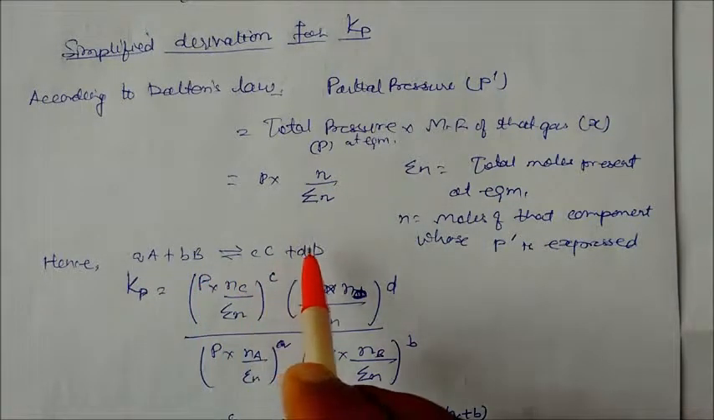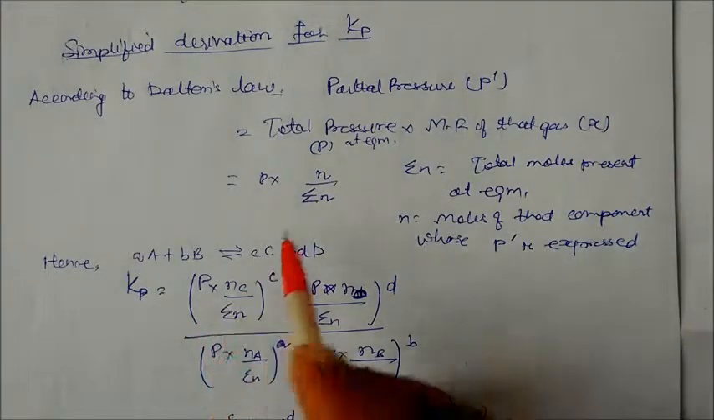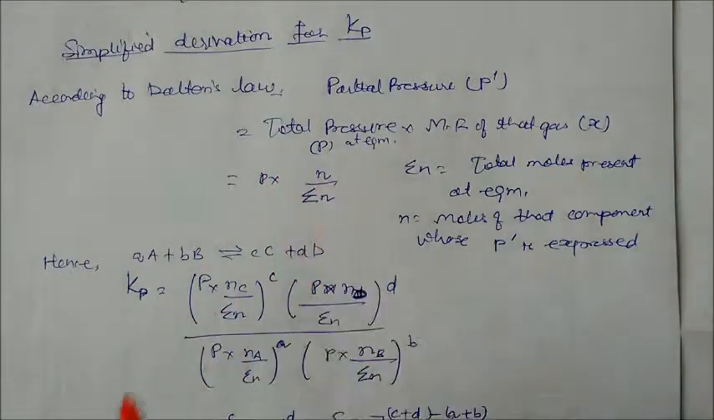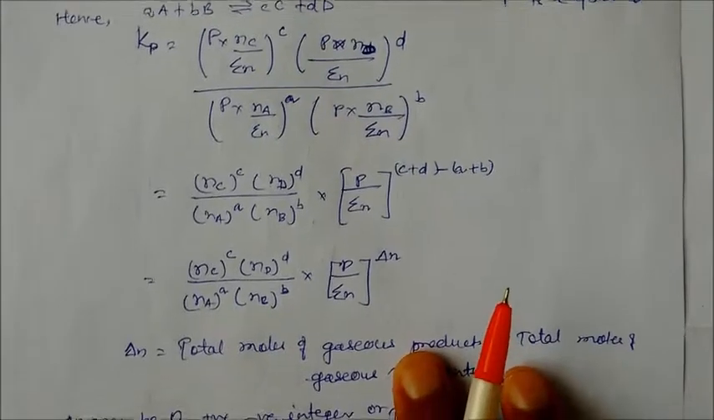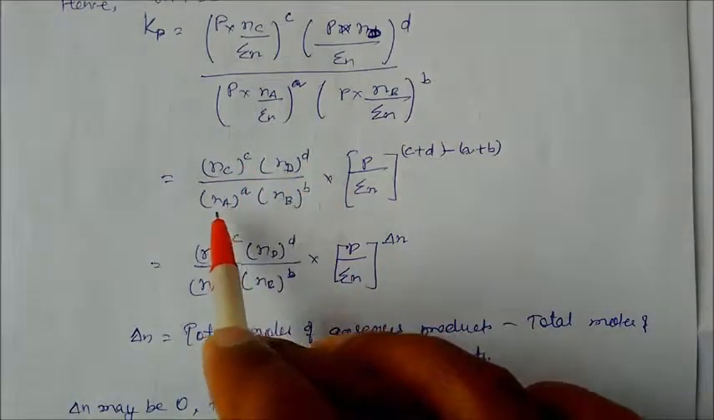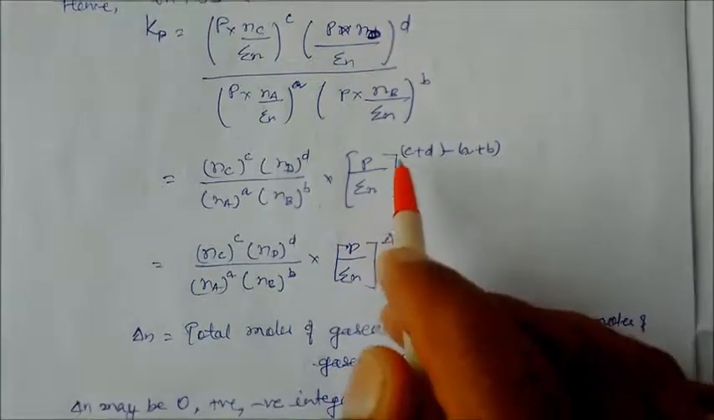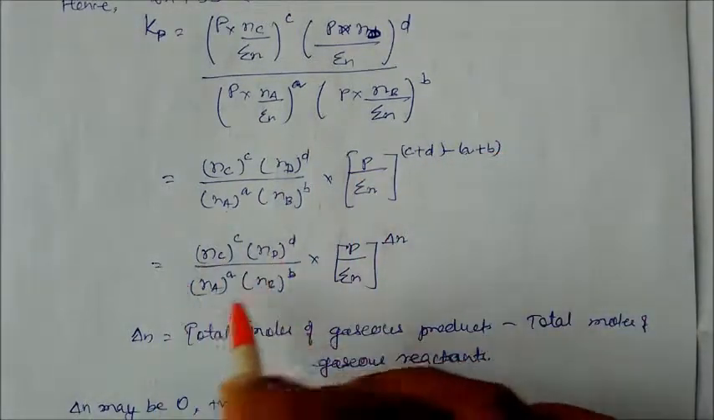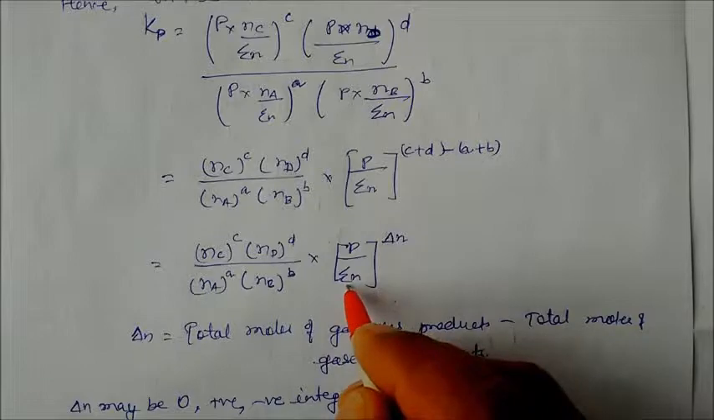For this general equation, using the law of chemical equilibrium, instead of writing concentration, we will directly write this value for each gas. So Kp is equal to P times nc over n, P times nd over n, divided by the same for A and B. This becomes nc to the power c, moles of D to the power d, moles of A to the power a, moles of B to the power b, and P will be here to the power c plus d minus a minus b, over total moles. So we get a new equation, that is Kp is equal to P over sum of n, to the power delta n.